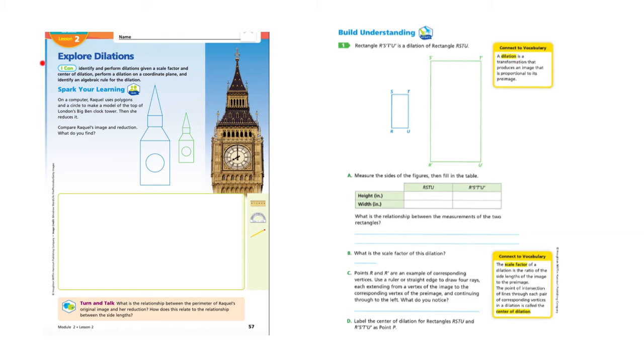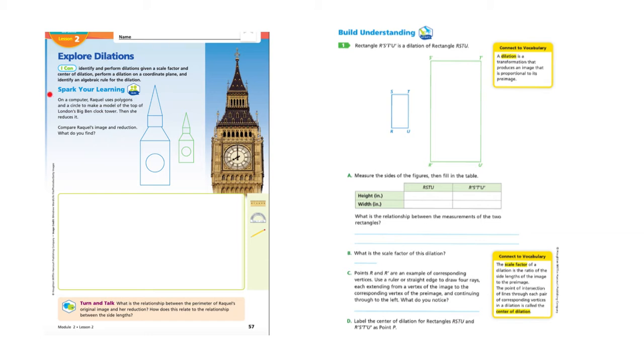Let's first look at the I can statement. I can identify and perform dilations given a scale factor and center of dilation, and perform a dilation on a coordinate plane, and identify an algebraic rule for the dilation. So that's a lot. Don't worry about it. We're going to just go through it step by step as the lesson progresses. So I know it's a lot right now. Don't worry too much about it.